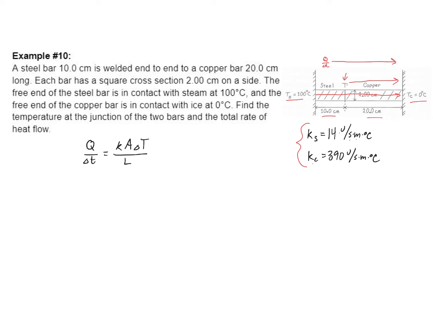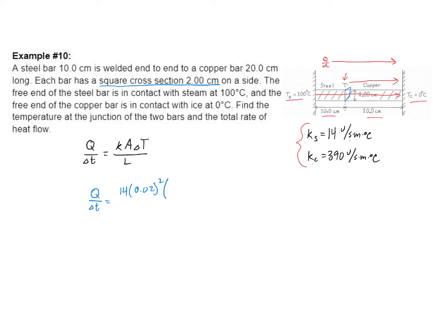So what we're going to do is separate the steel and the copper. We're going to look at the steel first. We're going to find the heat, Q over delta T, for the steel, which is going to be 14 times the area. If you haven't had a chance to read through the question, now would be a great time to do it. It says it has a square cross-sectional area of 2 centimeters on a side. So I'm going to need to do 0.02 squared, and that's going to give me the area of this cross-section, and then times the delta T.